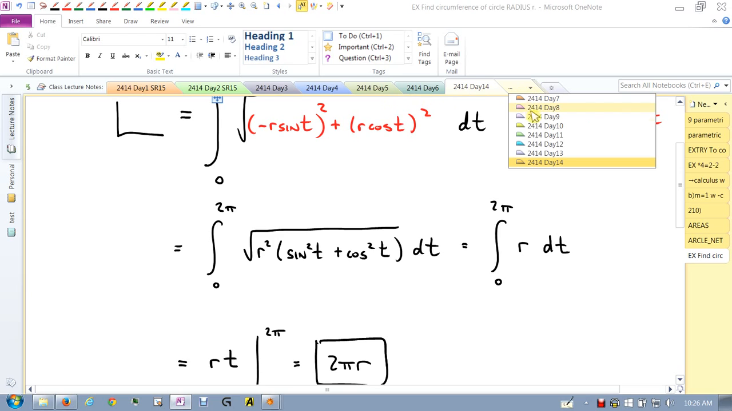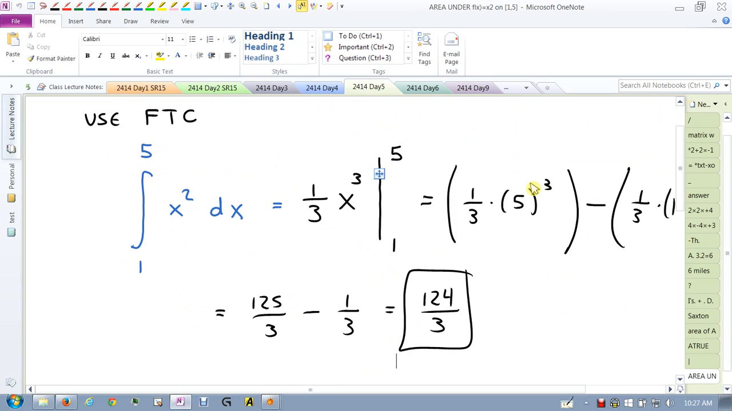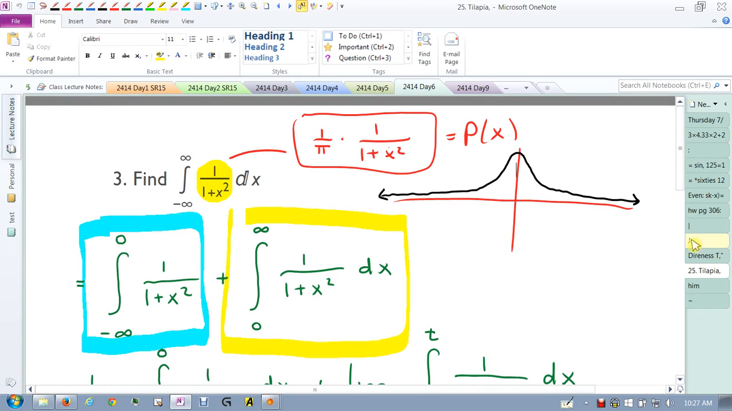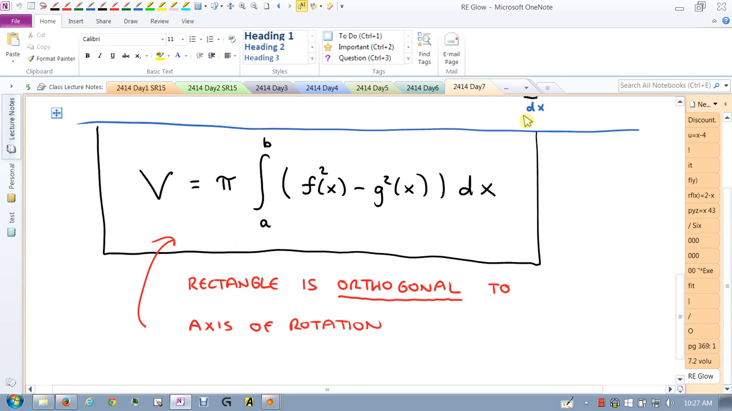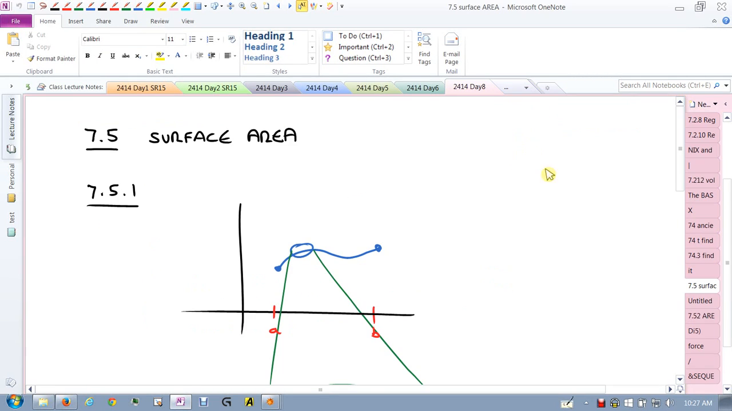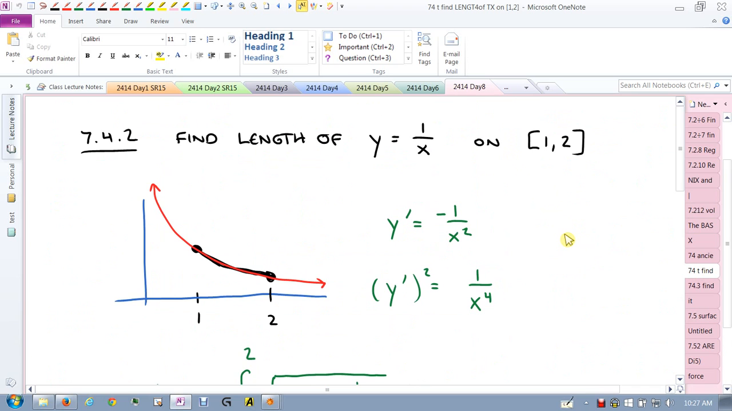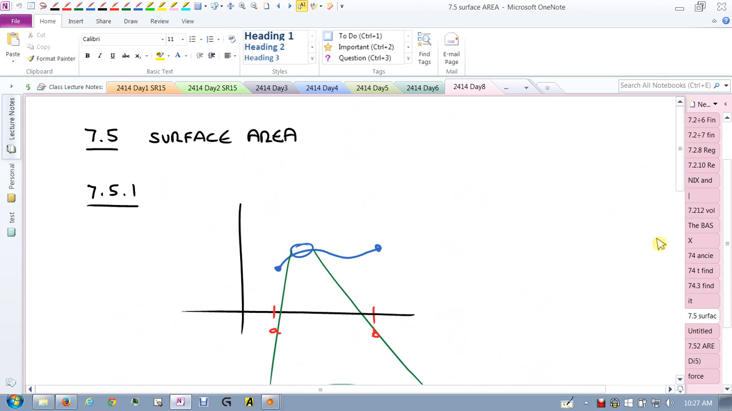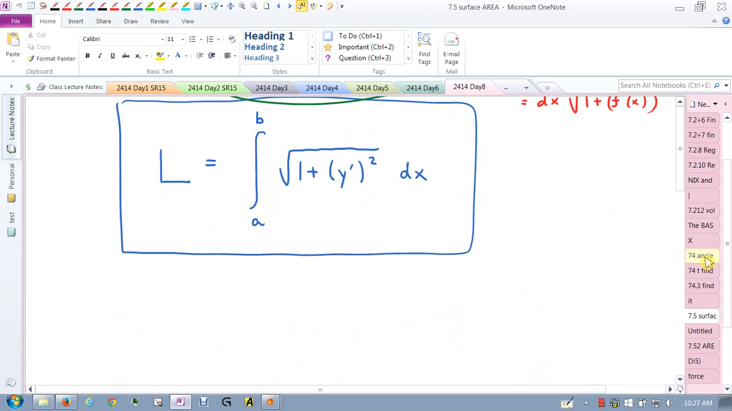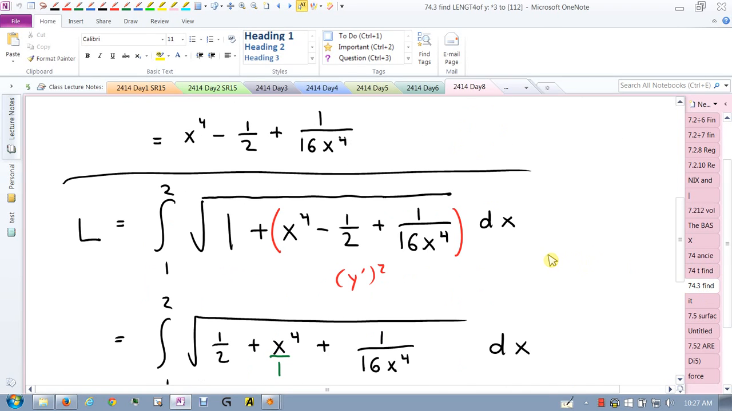Curious, what day was it that we did arc length? That's factorial. Let me see, day 5. No, day 6. Maybe day 7. Volume. I think we're getting close. Surface area. Here we go. This was it. Find the length of this. Find the length of that. I didn't show you the circumference of a circle? Damn it. We didn't do it using the old formula.